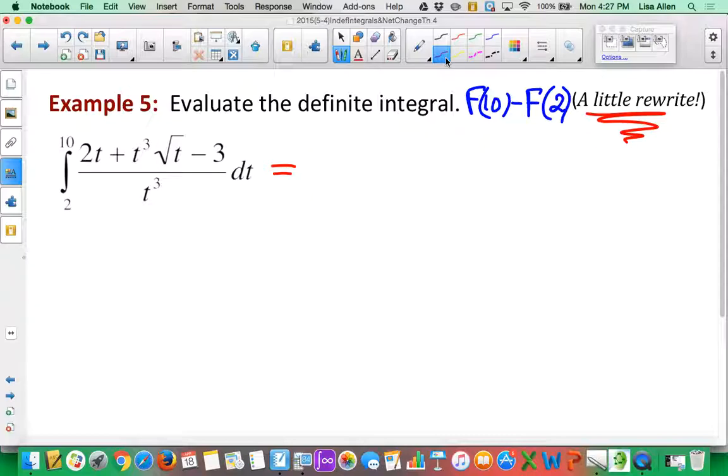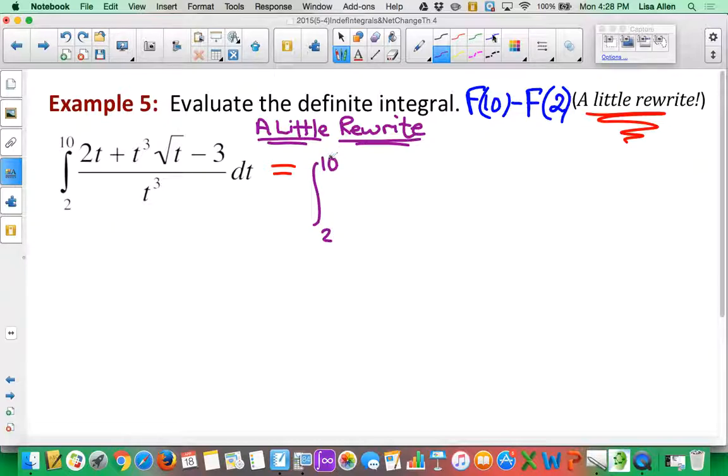It looks kind of heavy, right? Like you're looking at it, you have a square root, you have a fraction, so there has to be some way to simplify it before you start. So you begin this and you just do a little rewrite. A little calculus, a little rewrite. Okay, so we handle this, we go, all right, this is now the integral from 2 to 10.